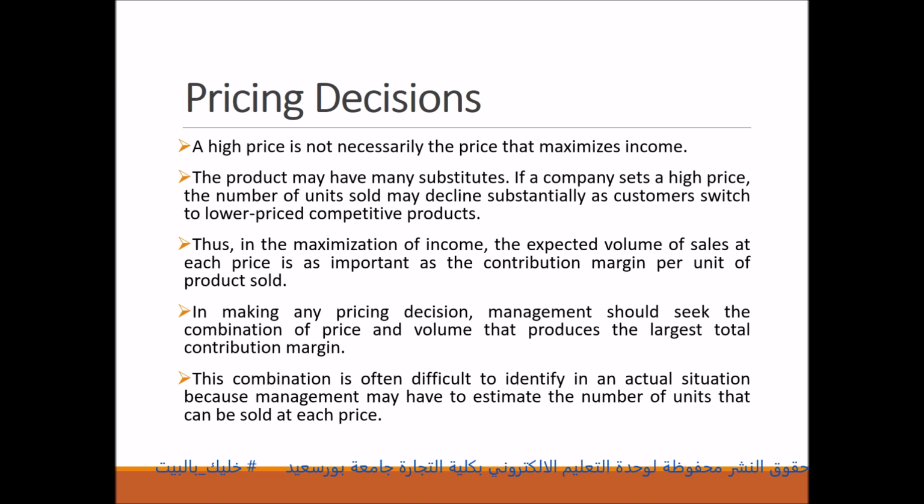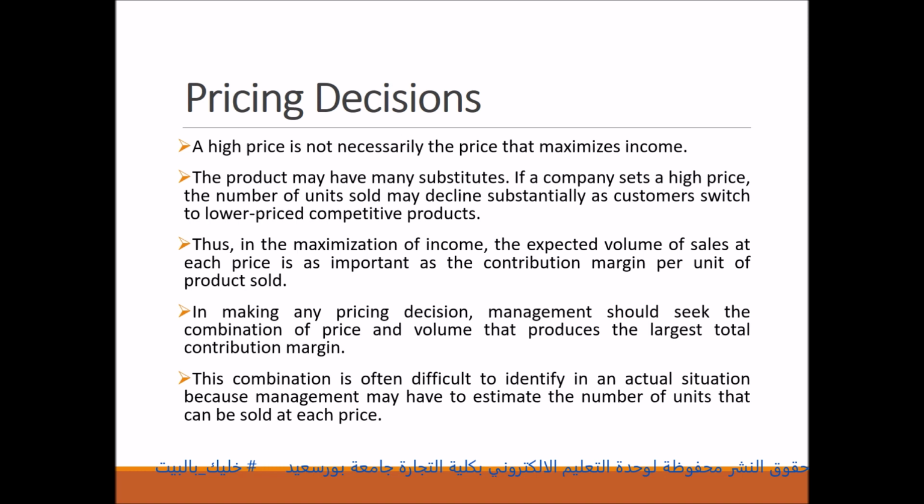If a company sets a high price, the number of units sold may decline as customers switch to lower priced competitive products. The customer may choose to purchase another product from a competitive firm set at a lower price. Thus, in the maximization of income, the expected volume of sales at each price is as important as the contribution margin per product unit. So, in making a pricing decision, considering expected volume of sales at each price is very important. Considering the contribution margin per product unit is very important as well.